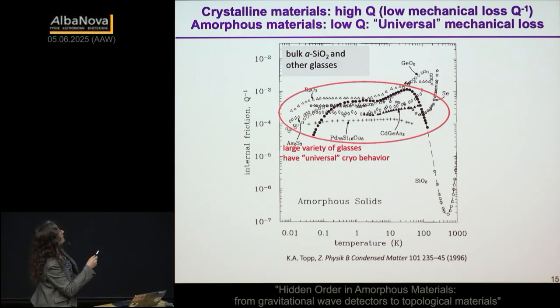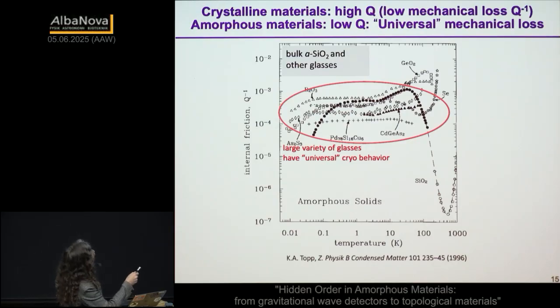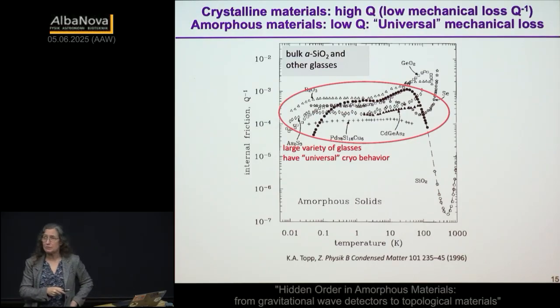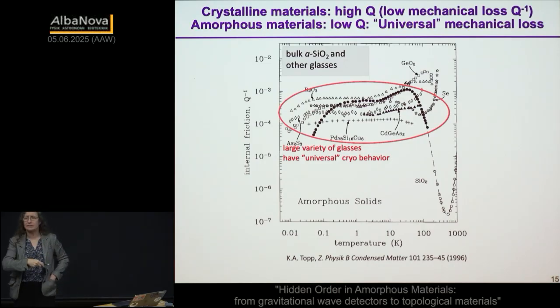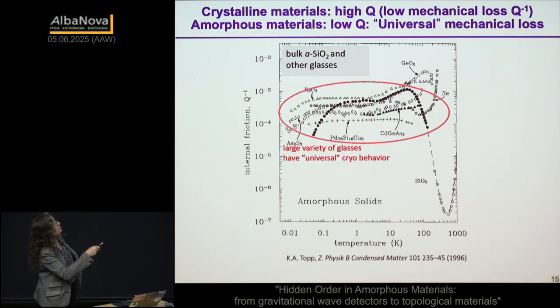So what you find is that one of the most prominent so-called universal glass properties is that at low temperatures, this internal friction has this plateau. Crystalline materials don't do that. They have all kinds of peaks and stuff like that, but crystalline materials typically are, this is 1 over Q, by the way, so low on this scale is high Q.